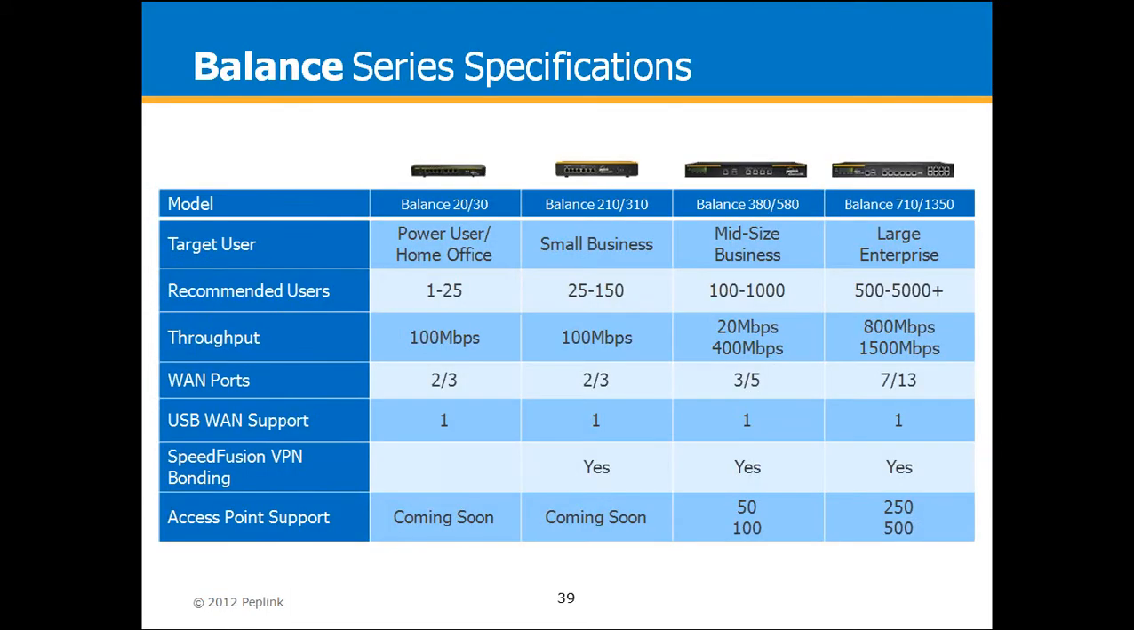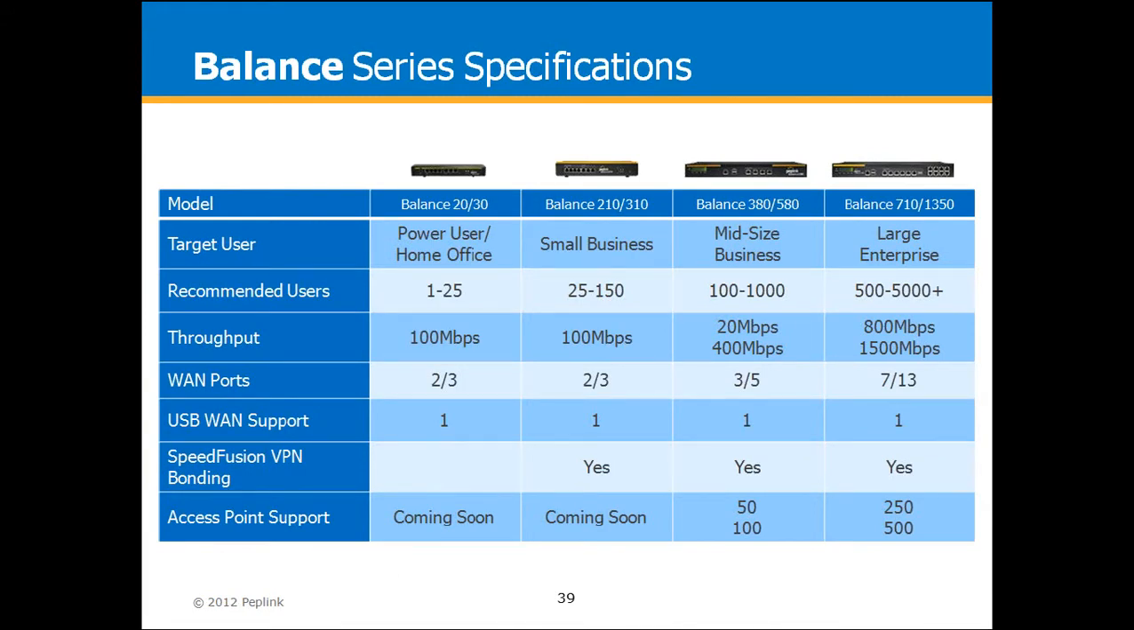Model and roadmap. Let's take a look at some of the models that we have. This slide shows our current lineup. On the left, we have the Balance 20 and 30, which is targeted more towards power users and home offices and the like. It does support 100 megs of throughput, and depending on the model, either 2 Ethernet WANs or 3 Ethernet WANs, and of course USB support. That model does not support the SpeedFusion VPN bonding.